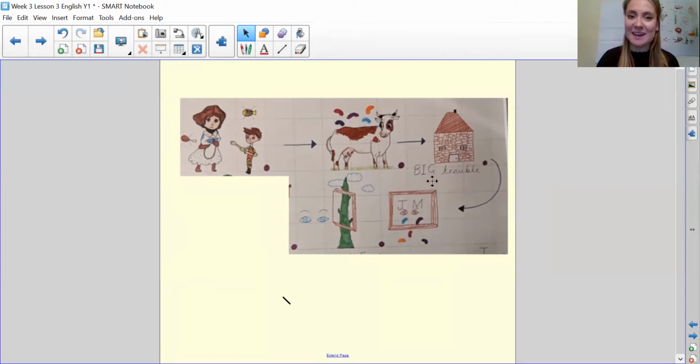Good job. Okay, and the last one that we're going to do today is in the morning, Jack looked outside his window and saw a giant beanstalk so tall it touched the sky. Your turn. That morning, Jack looked outside his window and saw a giant beanstalk so tall it touched the sky. Good job.